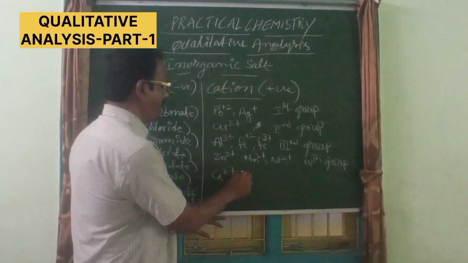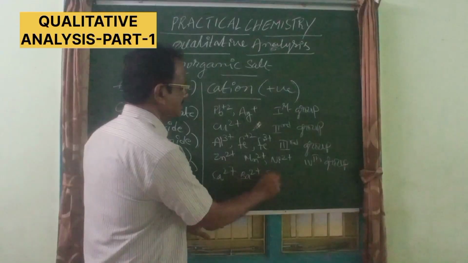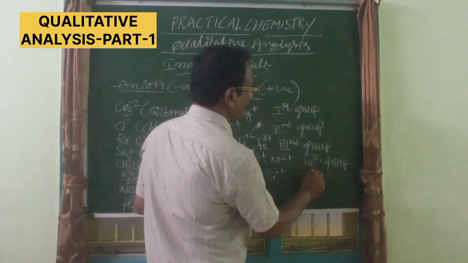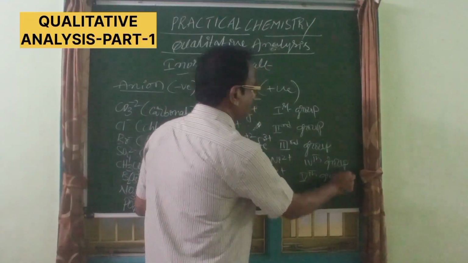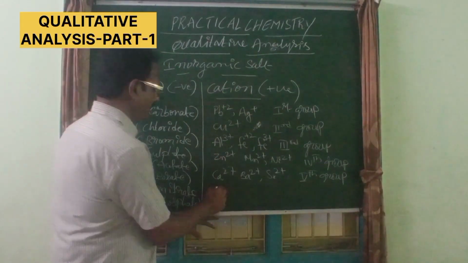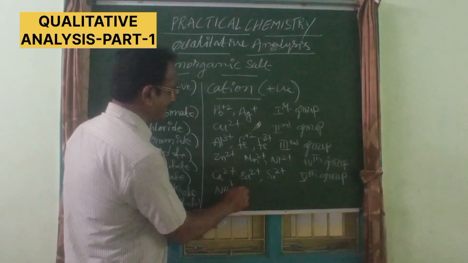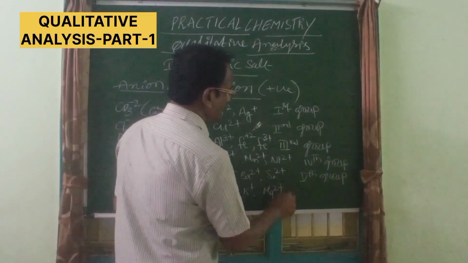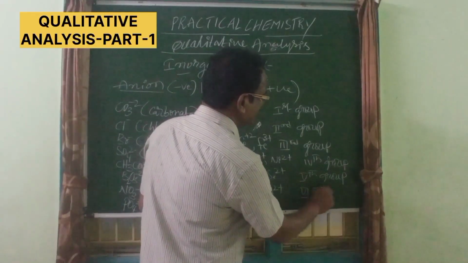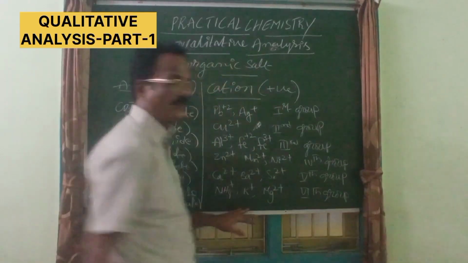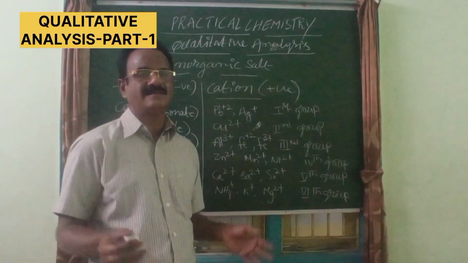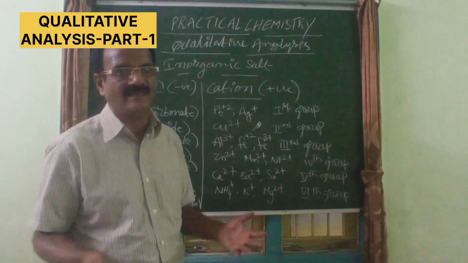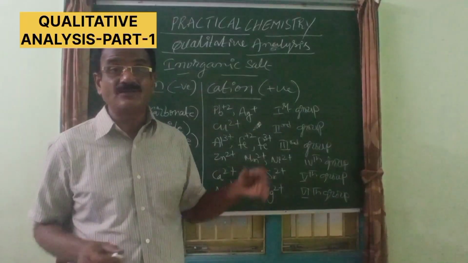Ca2 plus, Ba2 plus, Sr2 plus, fifth group cations. NH4 plus, K plus, Mg2 plus, these are to be considered as sixth group cations. So based on the reagents used to precipitate these ions or to confirm these ions, these are divided into groups.